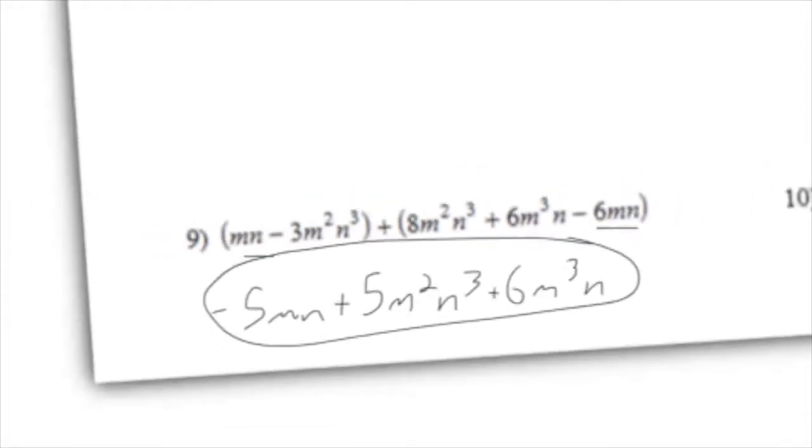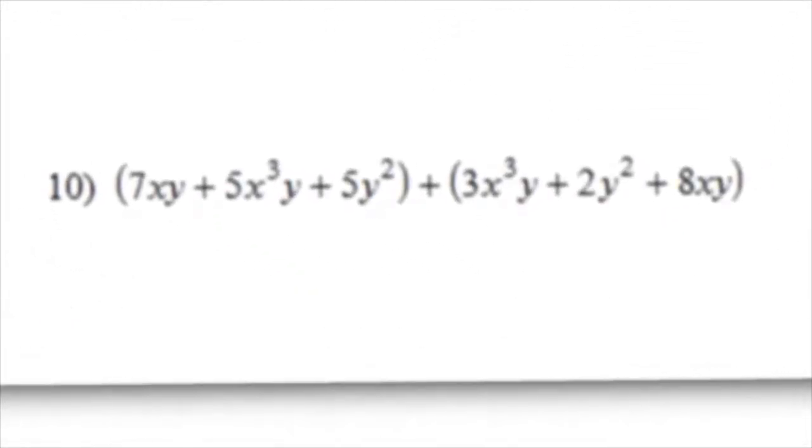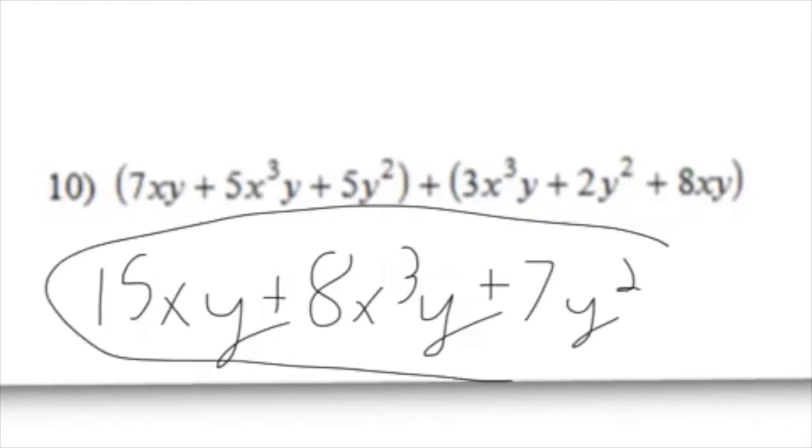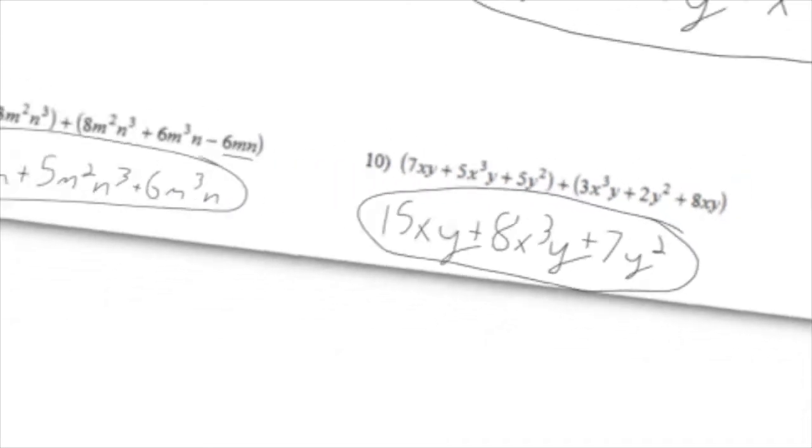And we will now go on over to the last problem of the day. And we'll just do the same thing we did last time. 7xy plus 8xy equals 15xy. 5x to the third y plus 3x to the third y is positive 8x to the third y. And 5y squared plus 2y squared is positive 7y squared. And that's our answer. That's the last problem of the day.